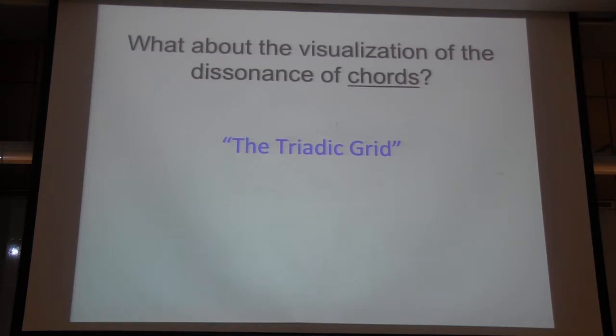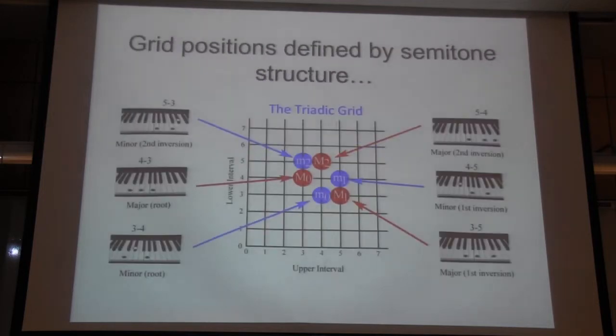In any case, as soon as you jump to three-tone effects, things get more complex. The only innovation we've added here is what we call the triadic grid. So instead of having just one dimension for explaining interval consonance and dissonance, we have a two-dimensional grid. On the y-axis we have the size of the lower interval of a three-tone triad, and on the x-axis we have the upper interval in semitones.